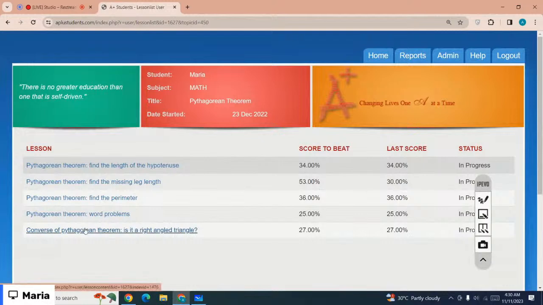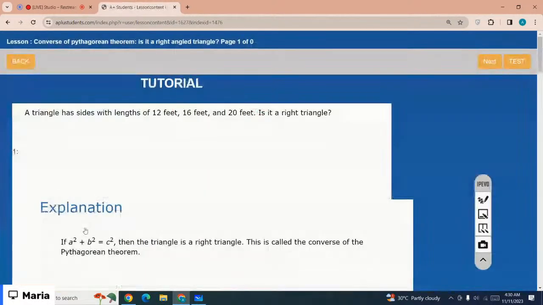Converse of the Pythagorean theorem, is it a right angle triangle? So what you have to see is if it is a right angle triangle, right? A triangle has sides with 12, 16 and 20. You are given all three sides. So the largest one here is the hypotenuse, right? So the largest one is the 20 side.